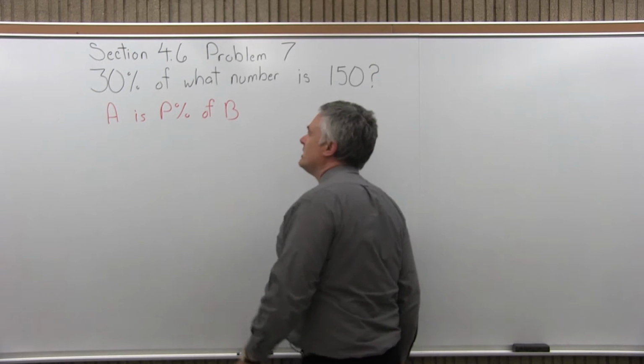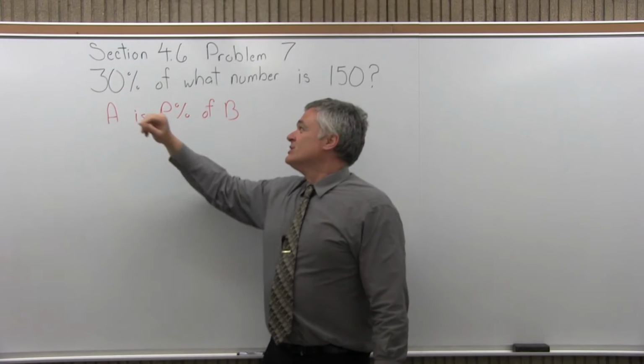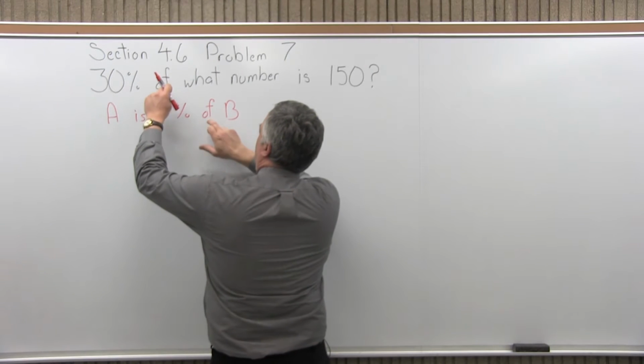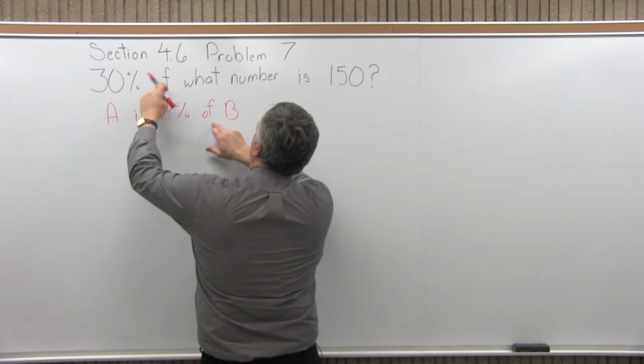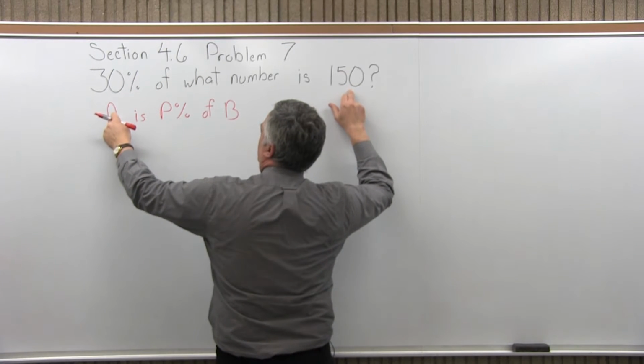And that's not really what we have. It starts with the percent. So when you have to rearrange it, what you want to do is lock into the word of. That's what's going to tell you. So the 30% of what? That's 30% of B. That's what we want to have at the end. The other number, the 150, will be the A.